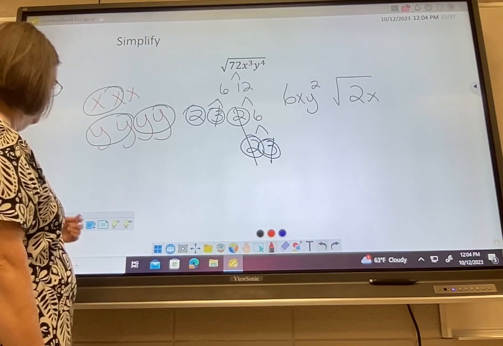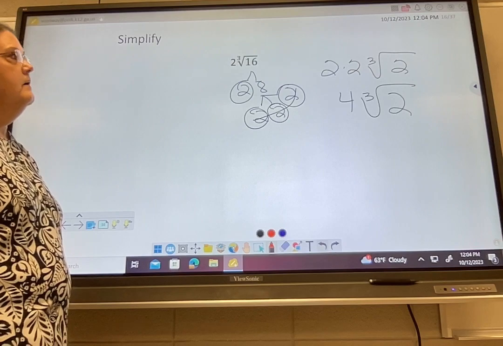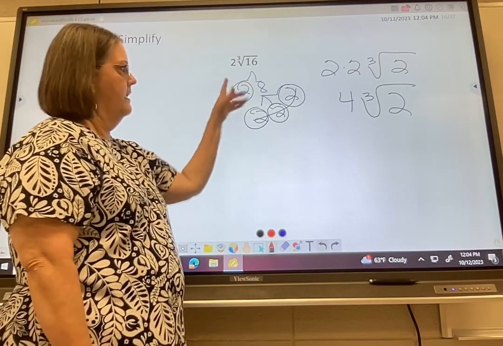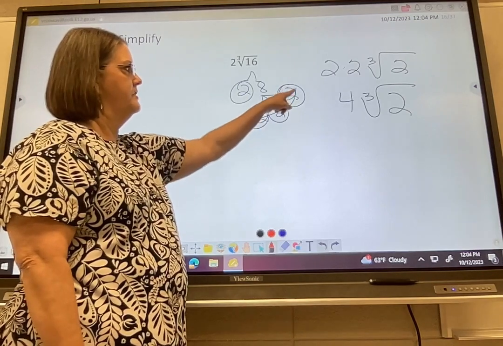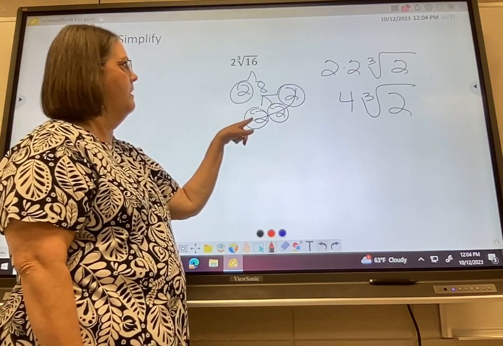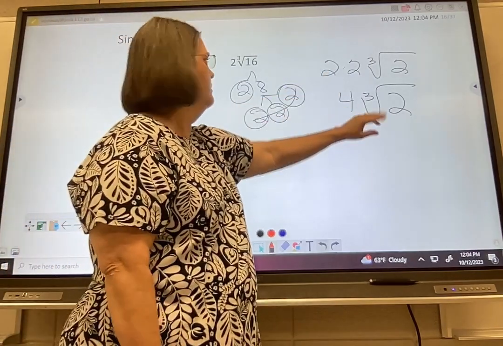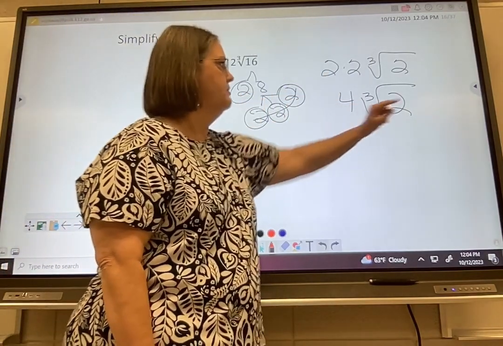Okay, cube root of 16, you have to know how to do this, and so you factor it out, and it takes 3 of the same number to bring one out, and you take this 2 and multiply by that 2, that is 4, onto the cube root of 2.